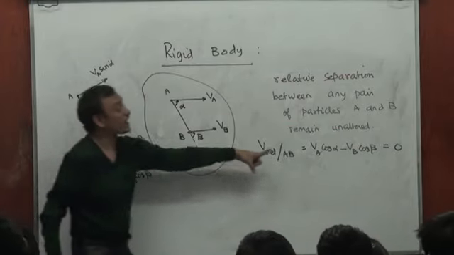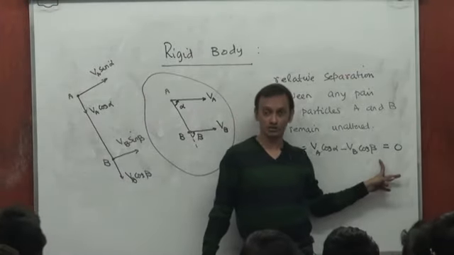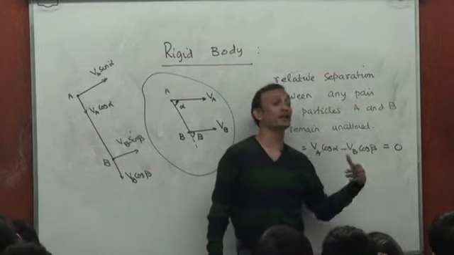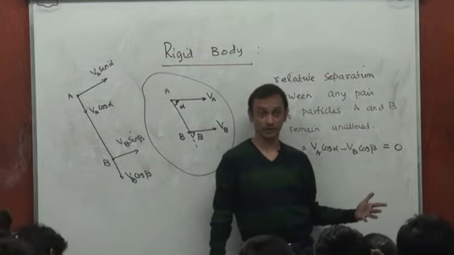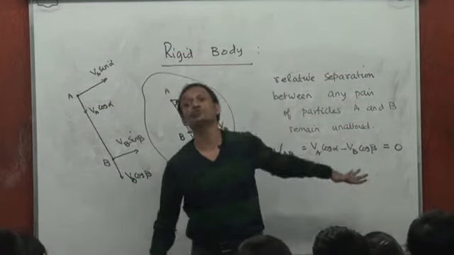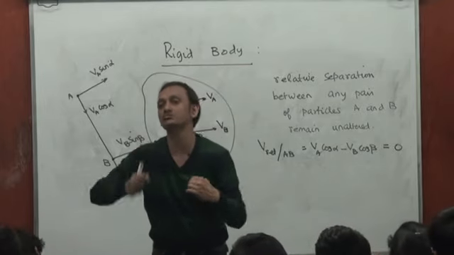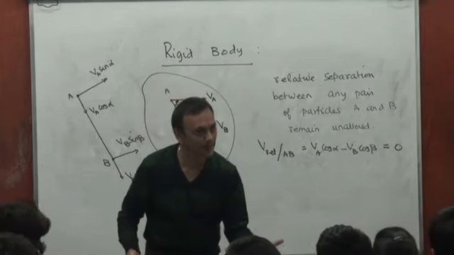So this is the kinematic requirement for a rigid body, right? And this is true for any pair of particles constituting the rigid body. Got me?